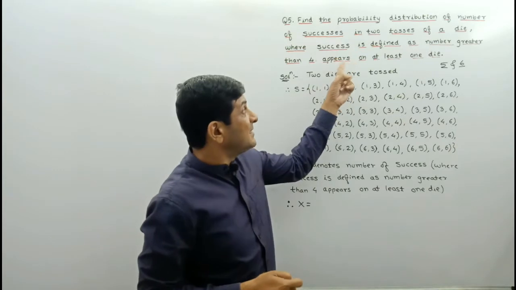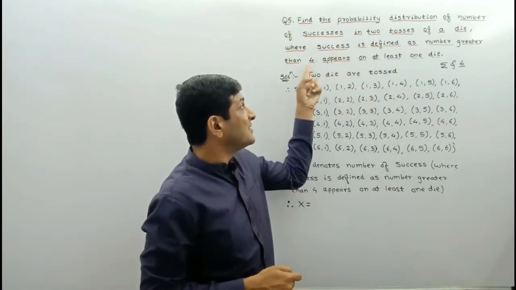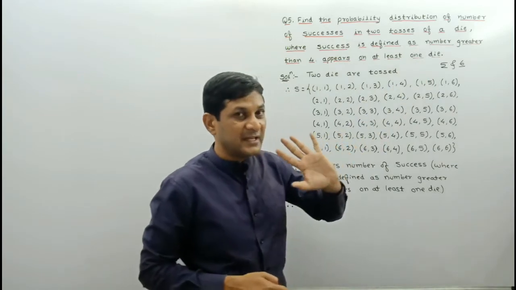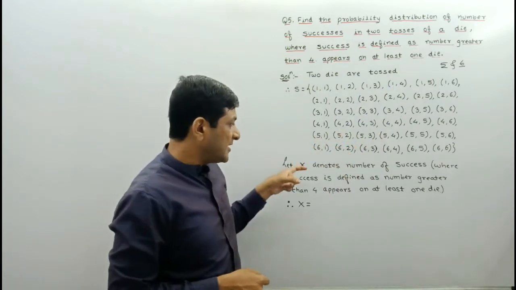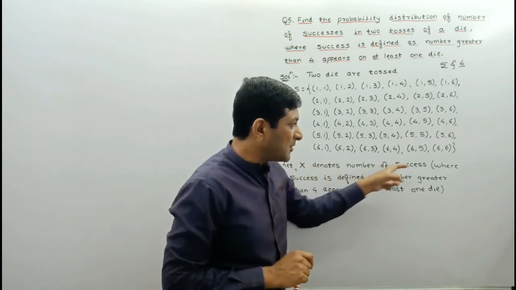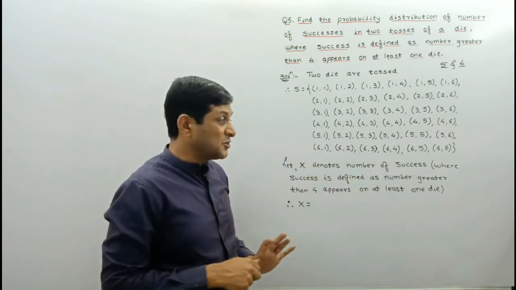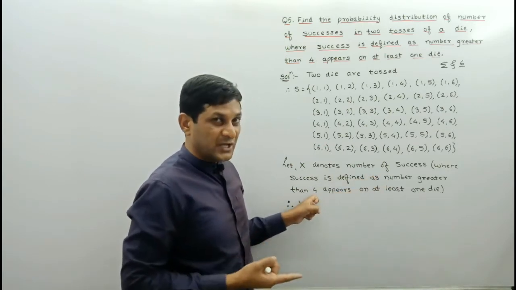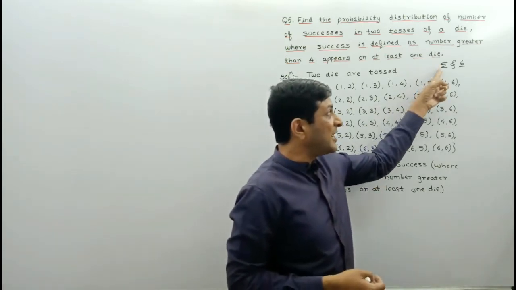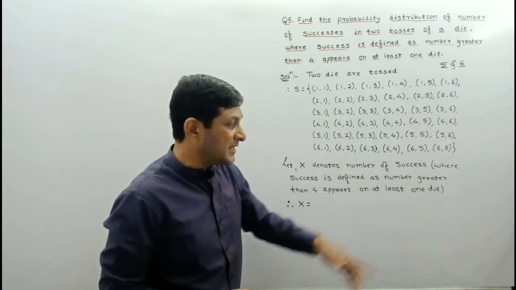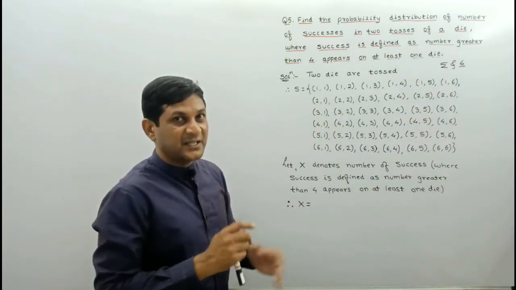But here they are saying that success is defined as a number greater than 4 appearing on at least one of the dice, isn't it? So we define our random variable X to denote the number of successes. Success means a number greater than 4, that is, 5 or 6, or both 5 and 6, appearing on at least one of the dice. These are the given conditions.